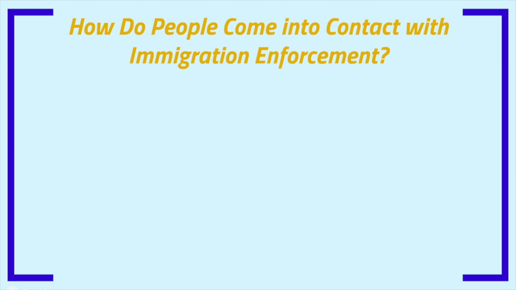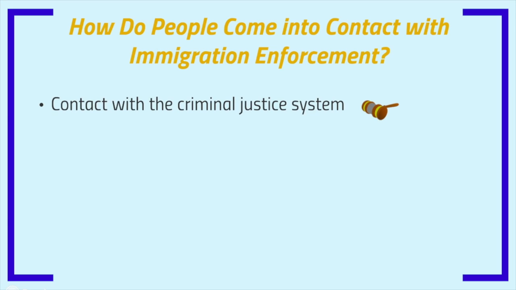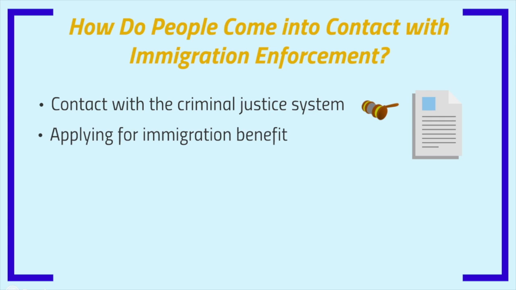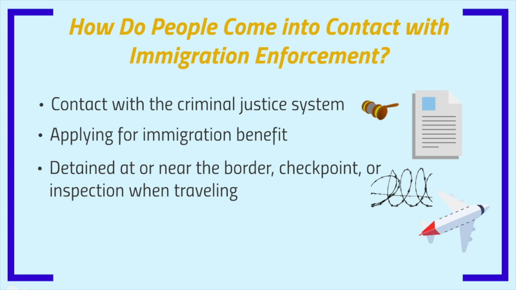So how does immigration enforcement come into contact with individuals who they believe are deportable? People can come into contact with immigration enforcement as a result of contact with the criminal justice system, or after having applied for an immigration benefit such as asylum or renewal of a green card. People can also come into contact with immigration at or near the border, at an internal immigration checkpoint, or at an airport.